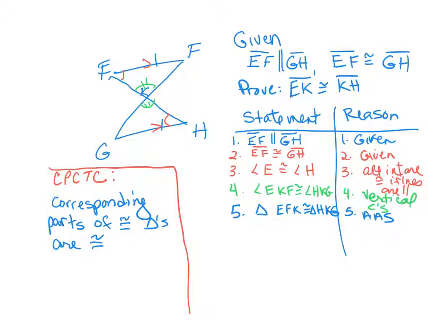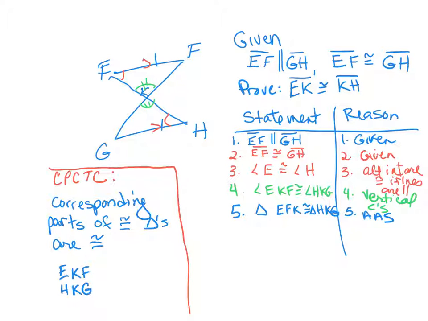Okay? So, if I take triangle EKF and I put it over triangle HKG, like that, then I can say that angle E is congruent to angle H, angle K is congruent to angle K in each triangle, angle F is congruent to angle G. I can say that EK is equal to HK. I can say that KF is equal to KG. Does everybody see that? Remember that? We did that the other day?